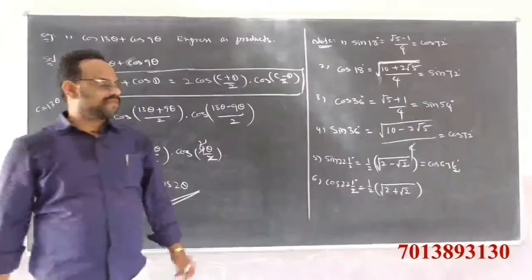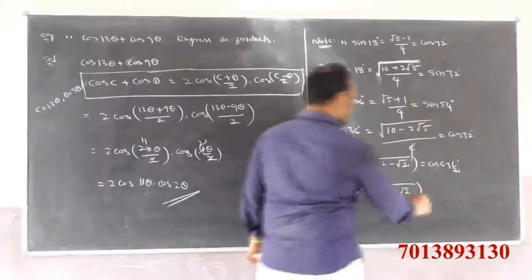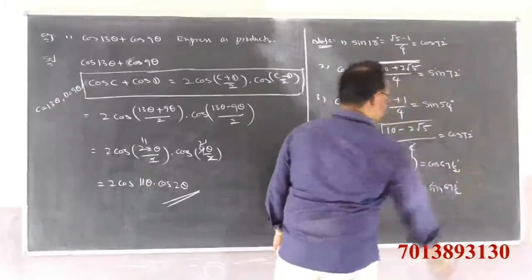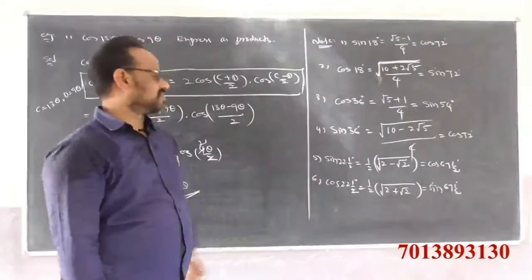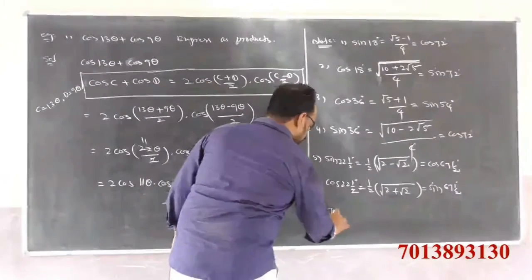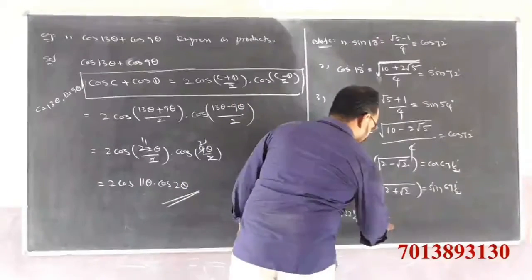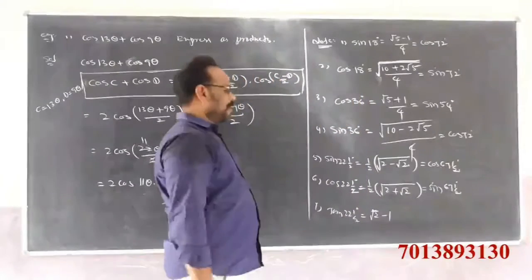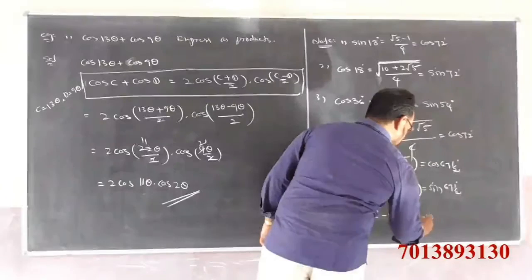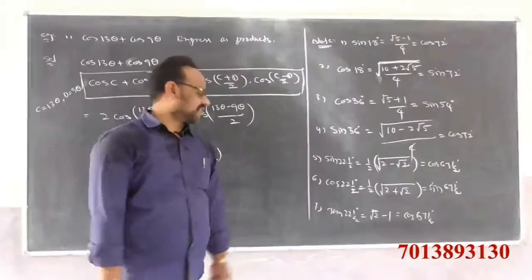1 by 2 times of square root of 2 plus square root of 2 is the same as sin 67 and half. What is the value of tan 22 and half? Tan 22 and half is equal to nothing but square root of 2 minus 1. Square root of 2 minus 1 is the same as cos 67 and half.